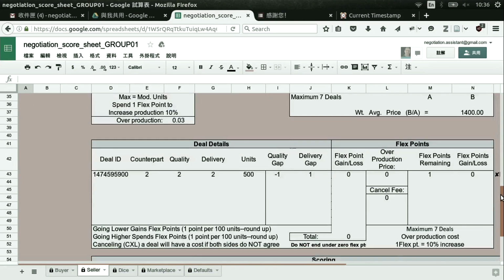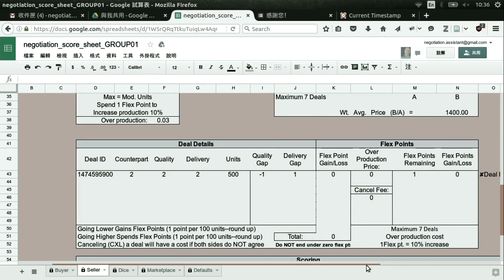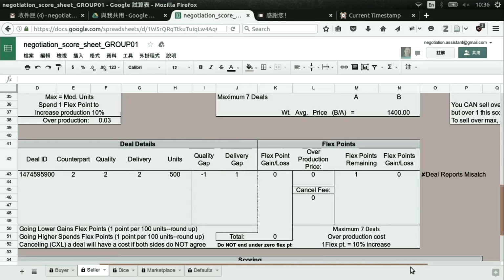All right, so what we have here again is on group number 1, I went ahead, I made a deal. I thought I put the information in correctly, but look what happened. Deal report mismatch. So what am I going to do now? Well, this means either the buyer or the seller put something in wrong. They could have put in the wrong deal ID. They could have put in the wrong quality. They could have put in the wrong quantity. They could have put in the wrong delivery time. Or they could just be trying to cheat. In any case, that deal is not going to count. So you're going to have to do something to fix that.